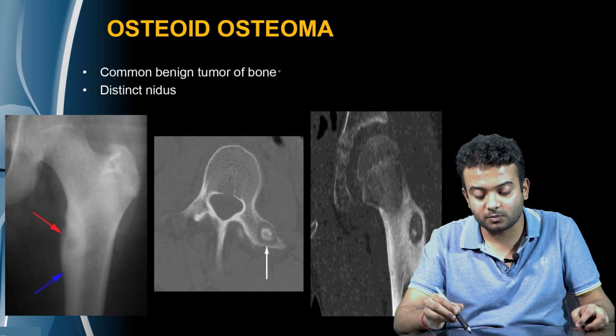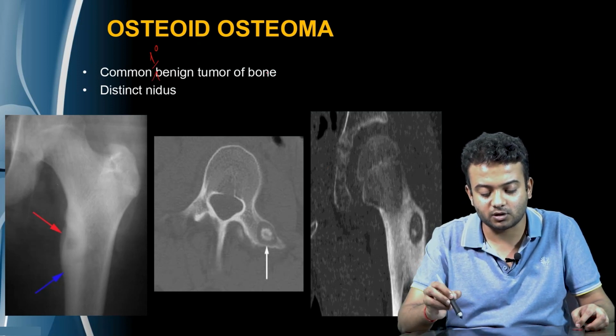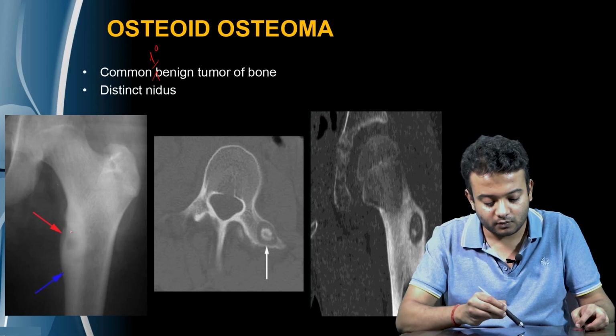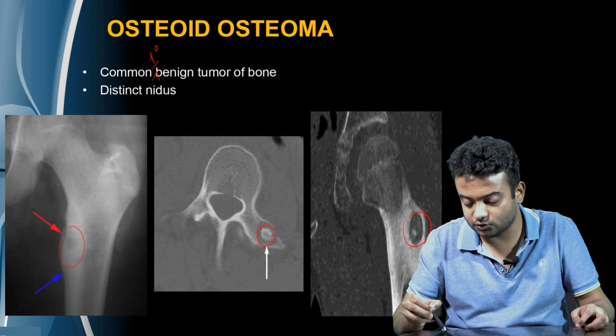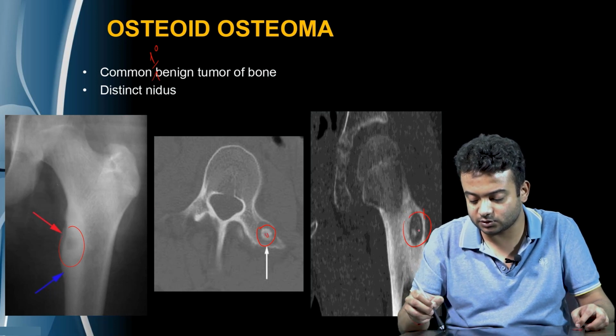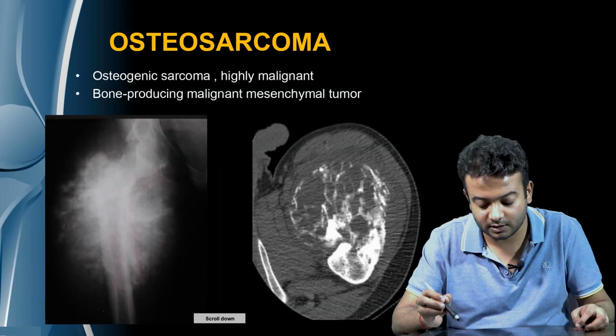Osteoid osteoma is the most common primary benign tumor. And there is a distinct nidus in this osteoid osteoma. The central portion is the nidus, and the whole of this is the osteoid osteoma.